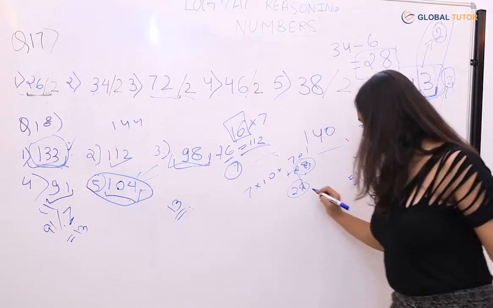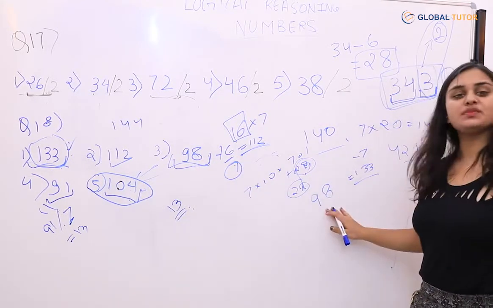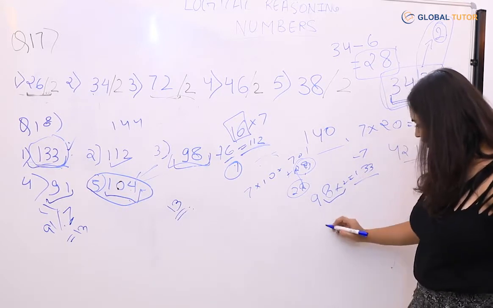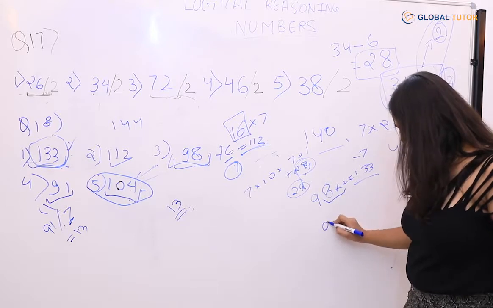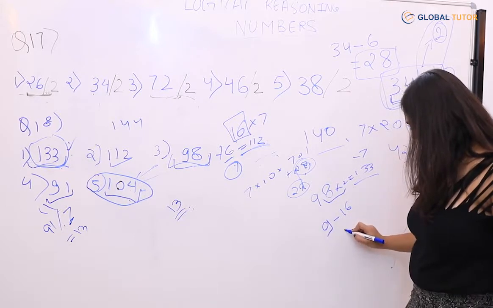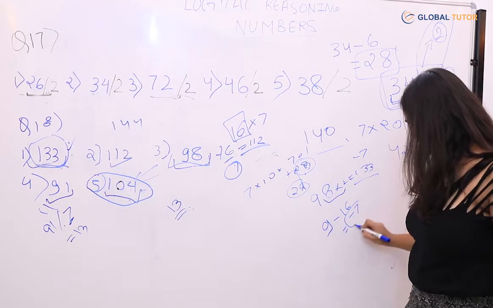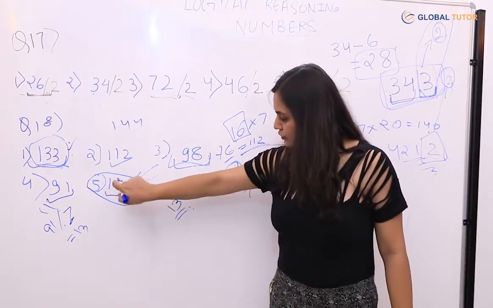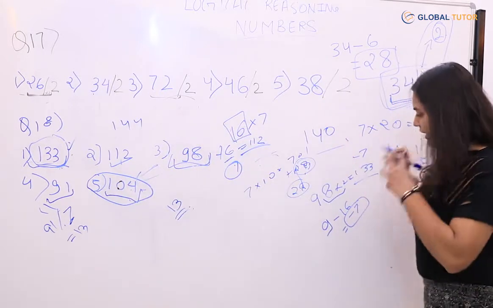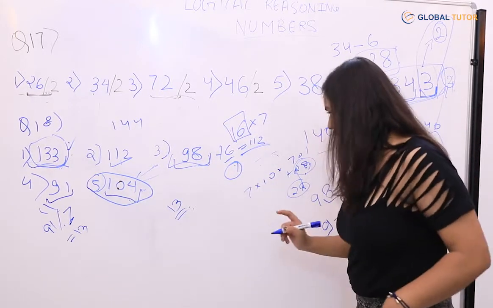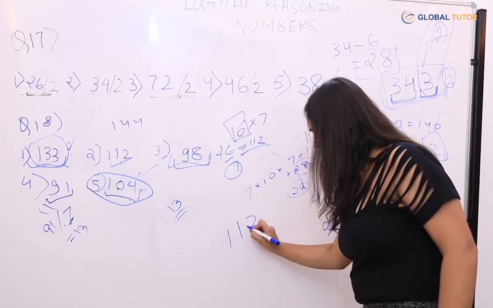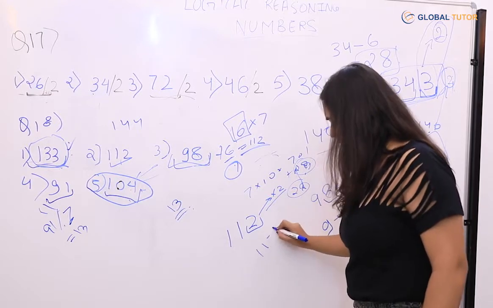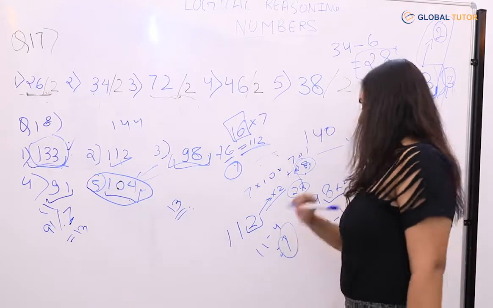Okay? So 98. Is it divisible by 7? Yes, it is. How do you check it? 8 into 2 is 16. Correct? So 9 minus 16. What do you get? Minus 7. Is minus 7 divisible? Yes, it is. So the same thing we'll do for 112 also, just so that you get very well versed with this rule. 112, this 2 into 2, which is 4. 11 minus 4, which is 7, and 7 is definitely divisible by 7.